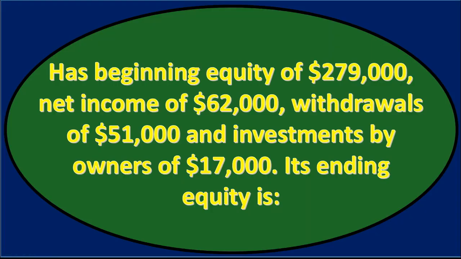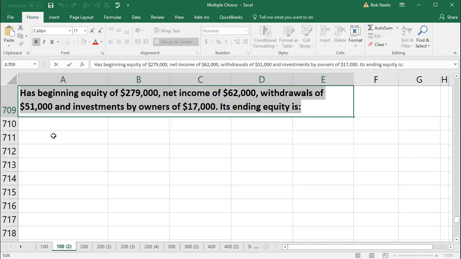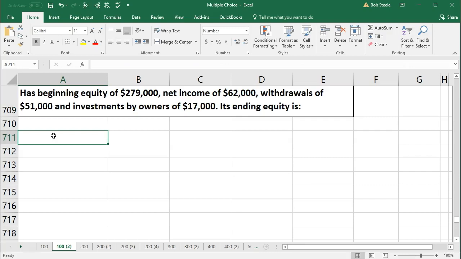A company has beginning equity of $279,000, net income of $62,000, withdrawals of $51,000, and investments by owner of $17,000. Its ending equity is... We'll include basically our owner's equity calculation here. That's going to be beginning equity, plus net income, which increases the equity, plus any investments from the owner, which increase the equity, minus draws or withdrawals, which decrease equity, giving us our ending calculation.